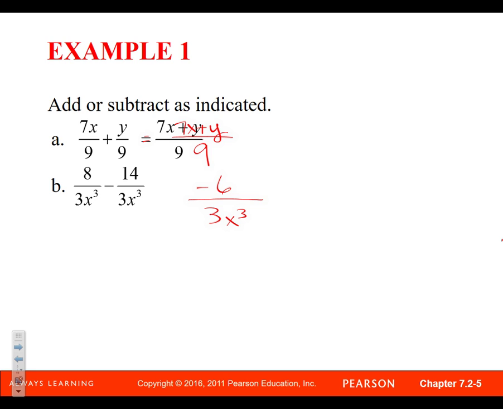Voila! Actually, am I done? No, we can always go and do that simplifying. I know that these are both, they both have factors of 3, correct? Yeah. So, 3 goes into 6 twice. That becomes a negative 2. And I've got x to the third in the denominator. And there we go. Questions?